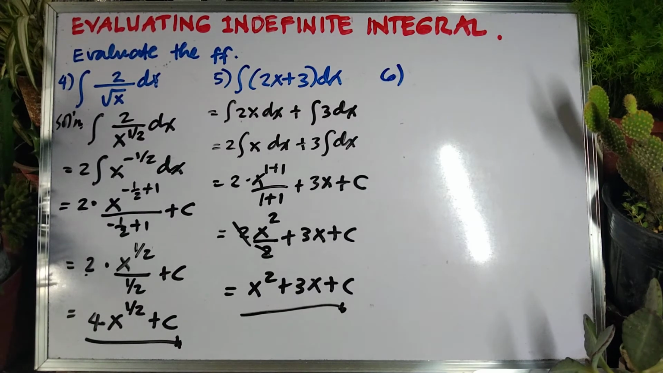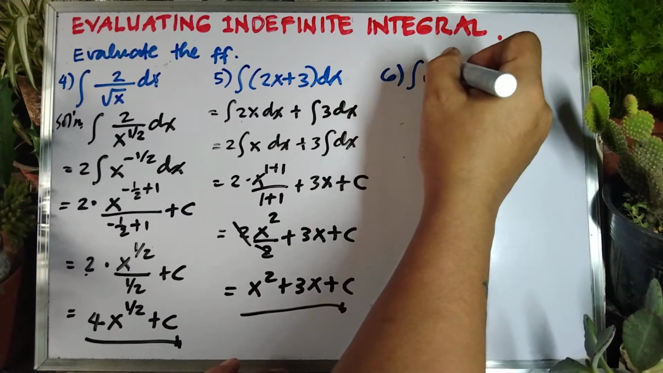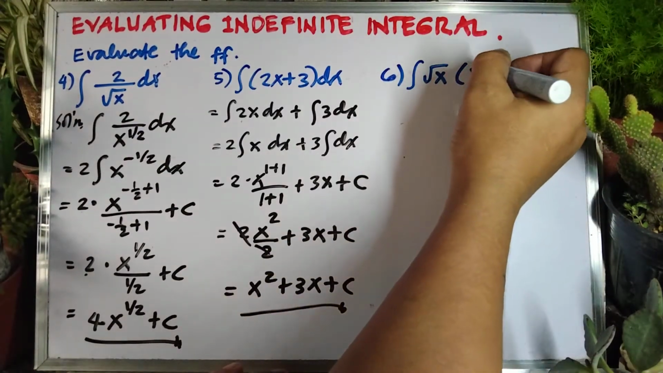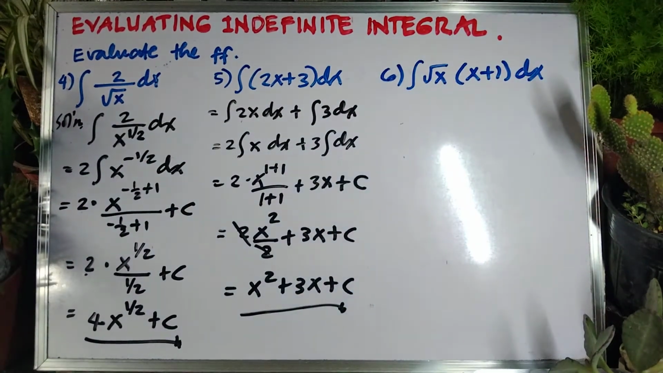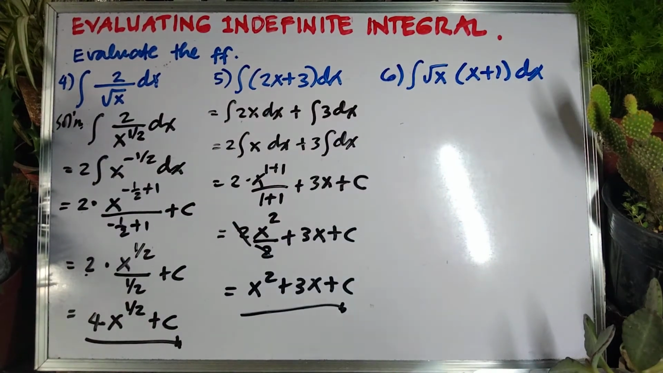Number 6, ito. Integral of square root of x times x plus 1 dx. Okay, in number 6, makikita nyo na may radical dito. So, anong gagawin natin? We rewrite that to its equivalent form, no?